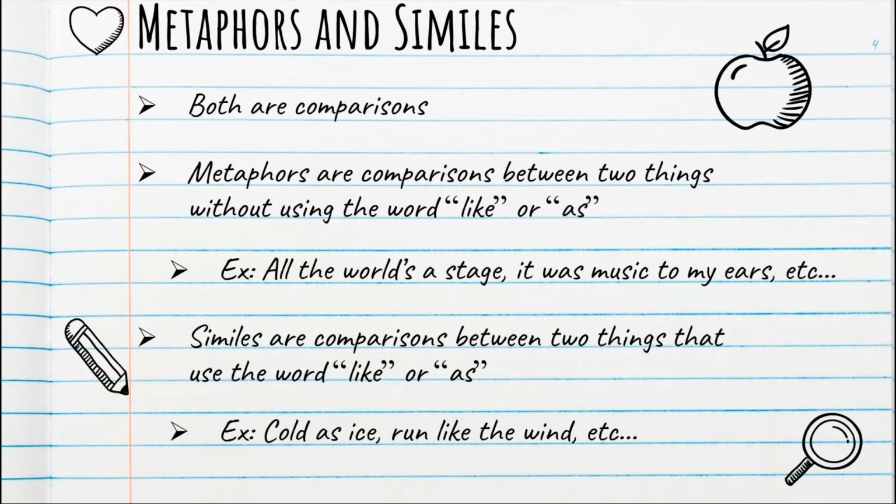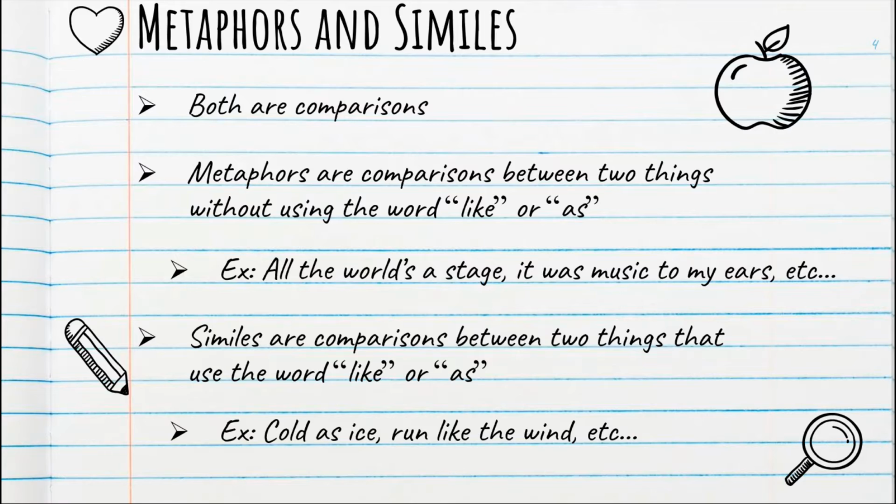You're using those words like and as to make a direct comparison between two things, whereas metaphors make that comparison a little less obvious. You're still making a comparison, but it's not quite as obvious. And you can use these all the time. People use them all the time, even if they don't know that they're using them.